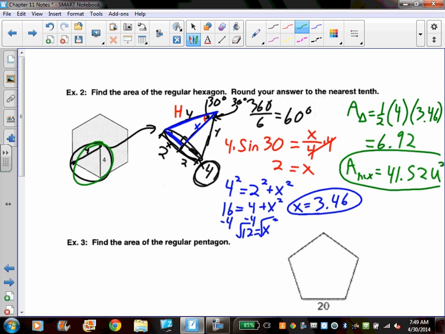That is a lengthy process. There's a lot of work that goes into it. It is a big problem. But there's nothing new in this problem that you have not seen before. It's putting many things that you've learned throughout the year together into one problem.